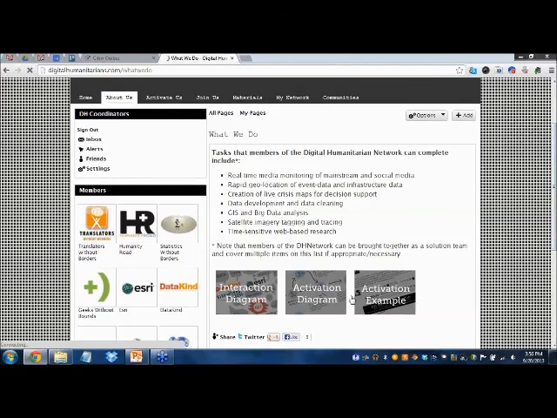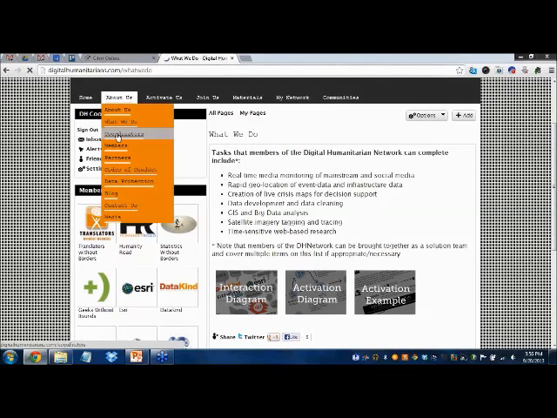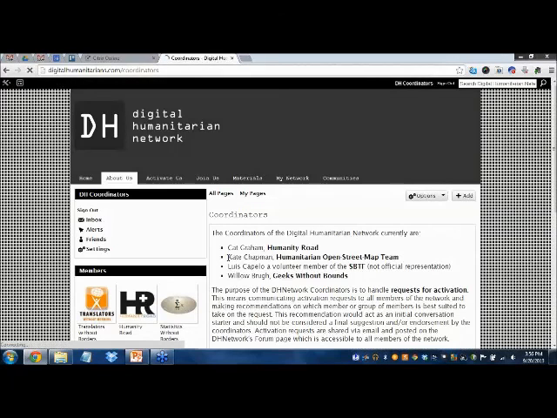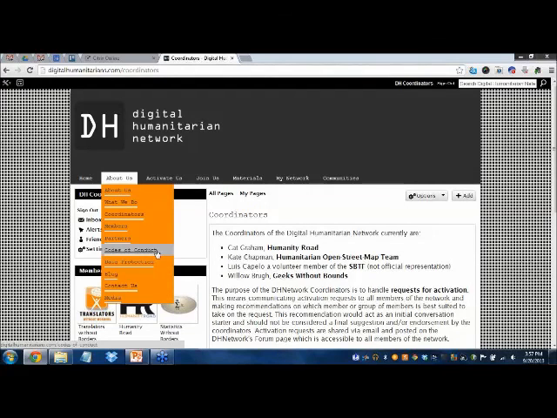Here on the bottom right-hand side, you start to see the diagrams that I talked you through earlier. These are all available for download. We have a list of who the current coordinators are right now: somebody from Humanity Road, someone from OpenStreetMap, and a volunteer out of the St. Bounds. What I'll draw your attention to in this drop-down list is a couple of links, one called Code of Conduct and one called Data Protection.